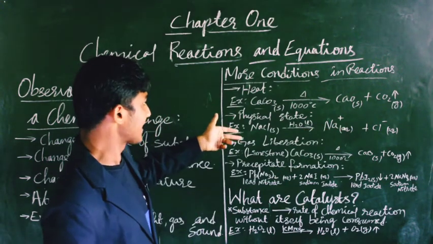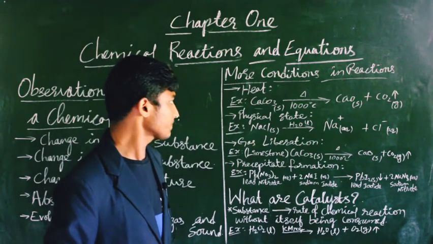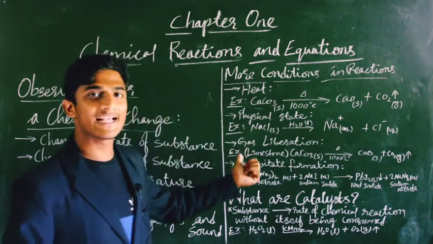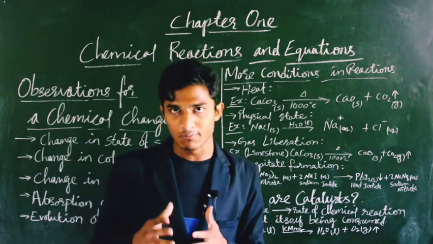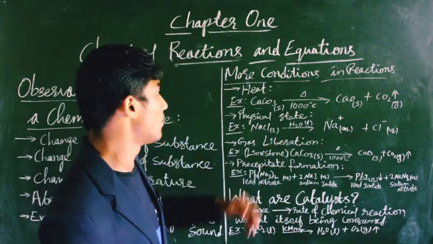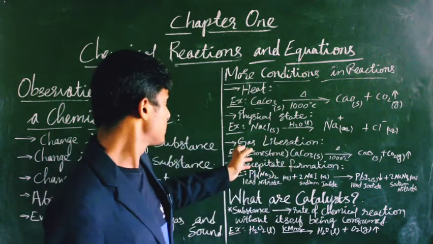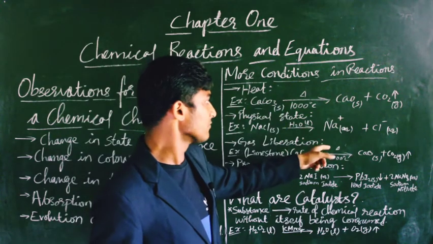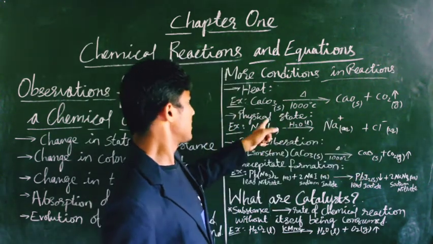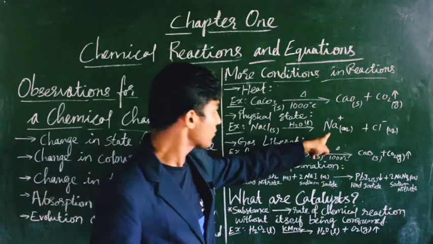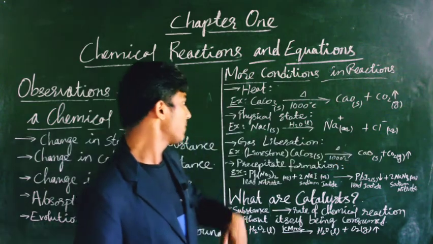Now let us get into the second point in these more conditions in reaction, physical state. We have taken the example sodium chloride. When we treat sodium chloride with water, H2O, the sodium chloride, which we have taken in solid form, that solid state is converted into sodium plus chloride. That solid state is converted into aqueous form, sodium aqueous and chloride aqueous.